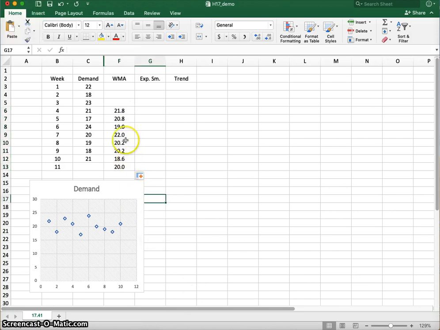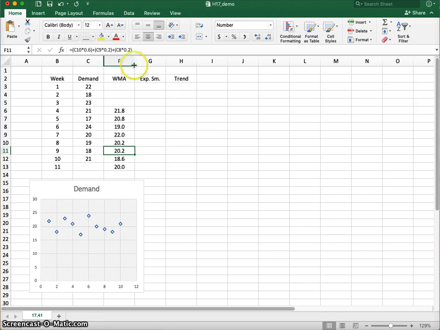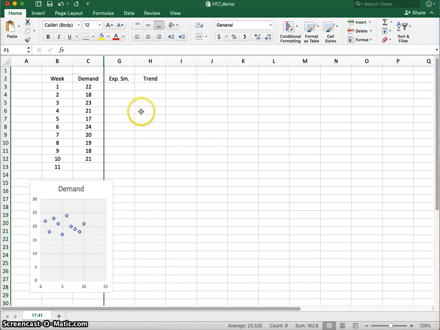Okay, and I can only start with period 4 because I need 3 previous periods of actual data. And again, this is a weighted moving average, so it moves also. All right. Now we'll hide this one, and let's look at exponential smoothing.